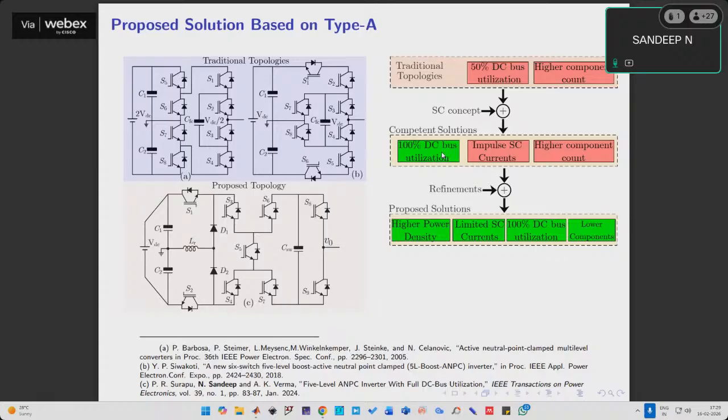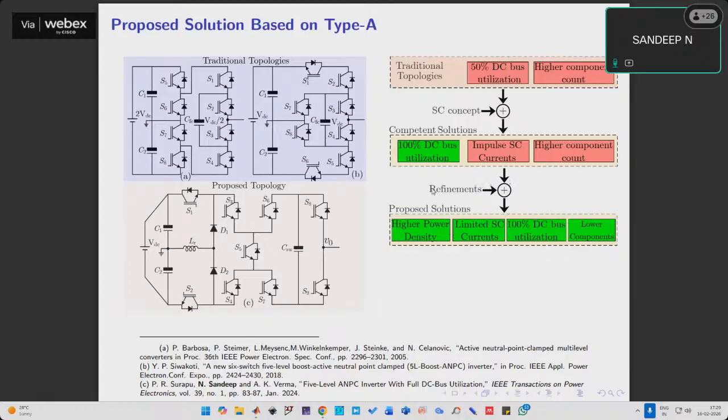But there is always a problem with a solution. Whenever there is a solution, there is a problem associated with it, because there is no 100% solution to any problem, right? What is the problem? You have a capacitor in the path. Whenever there is some switching, the capacitor comes directly across the source, and it is going to draw a very large impulse current, because we know C dV by dt is the current. If you try to charge the capacitor in a very small time, it is going to draw a larger current. That is the problem. And higher component count is still prevailing, right?